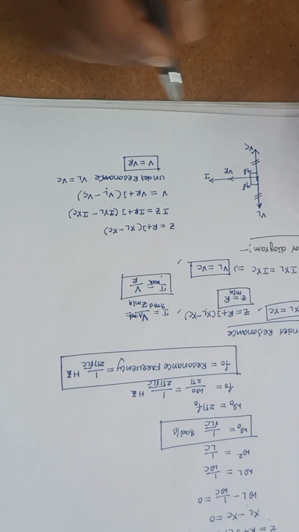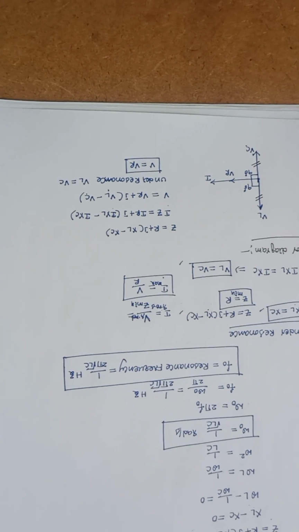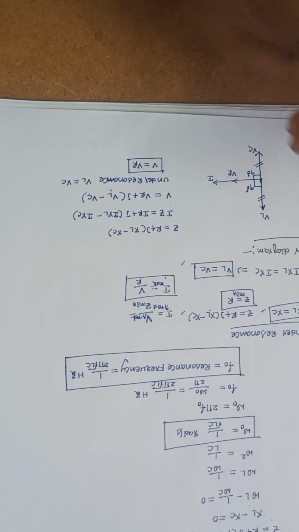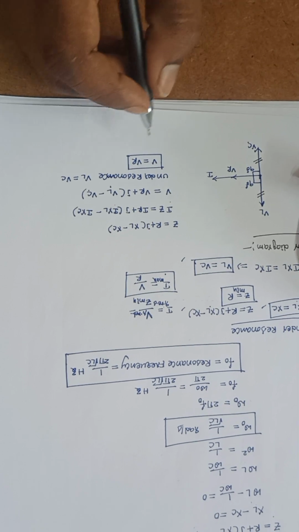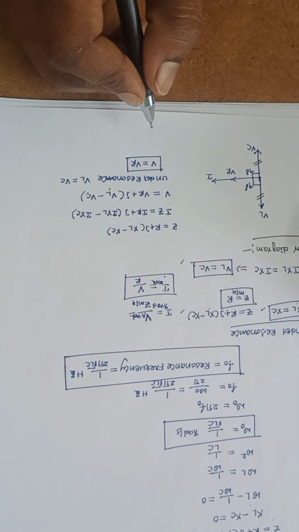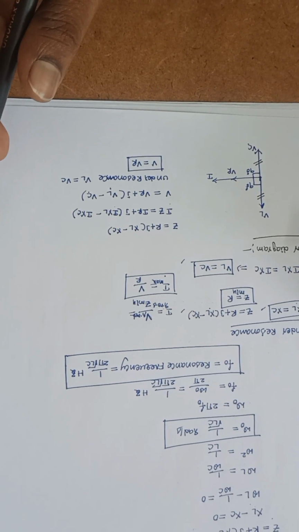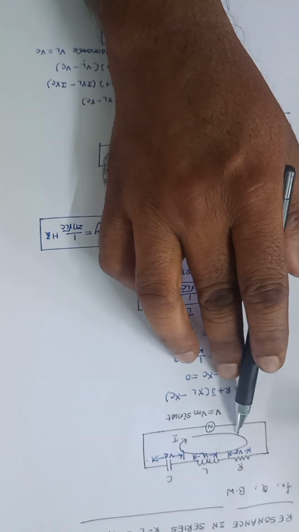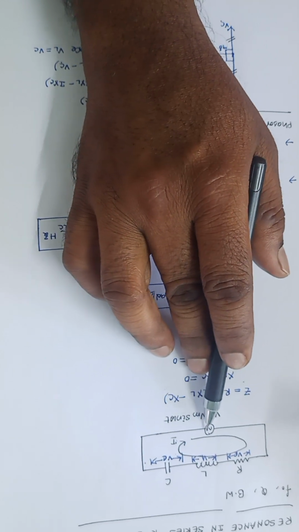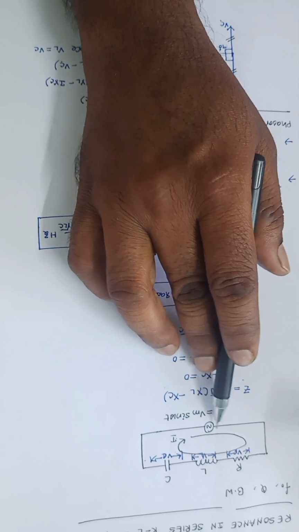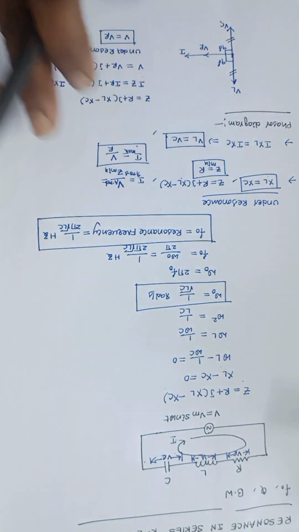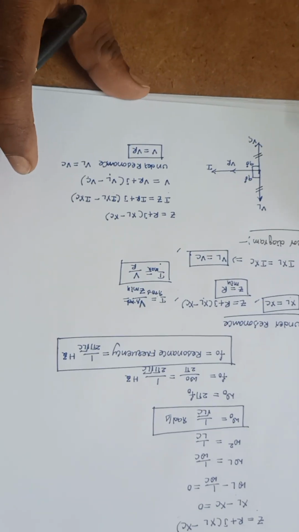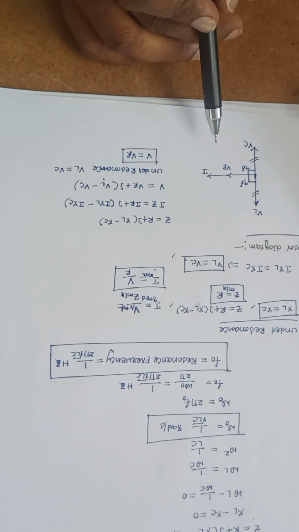Now let me find the power factor. Let me define the power factor first. What is meant by power factor? It is the cosine of the angle between the supply voltage and the supply current. Here the supply voltage is V and the supply current is I. So cos phi, where phi is the angle between the supply voltage and supply current. I need to find that angle.